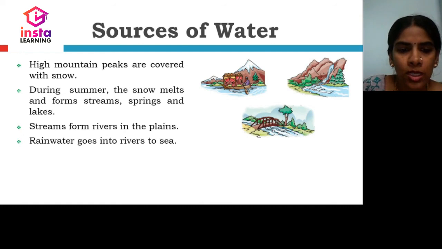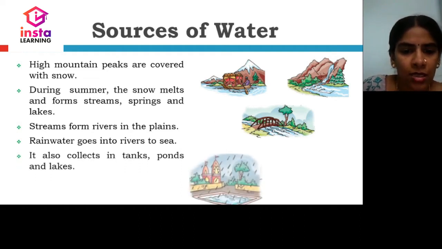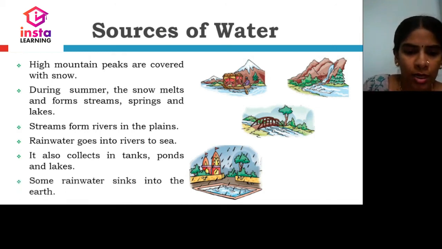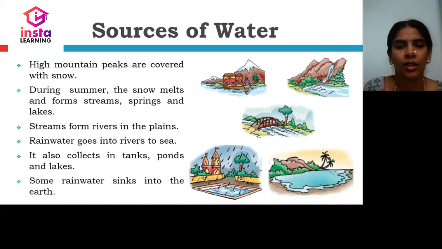Rainwater goes into rivers to the sea. It collects in tanks, ponds and lakes. Some rainwater sinks into the earth.